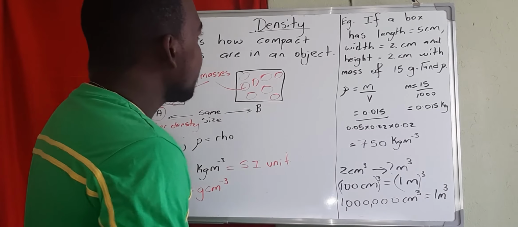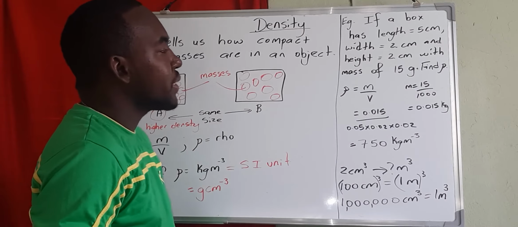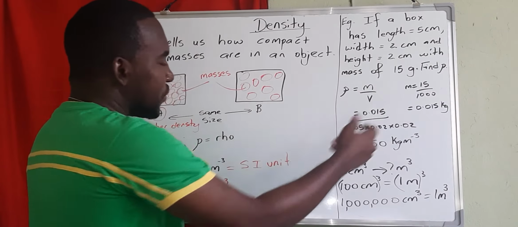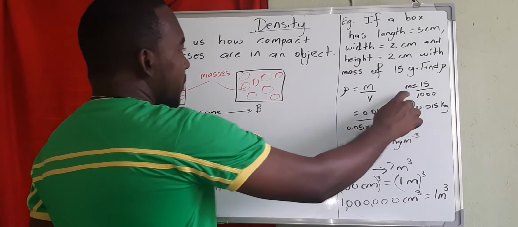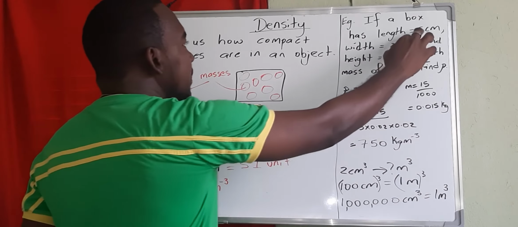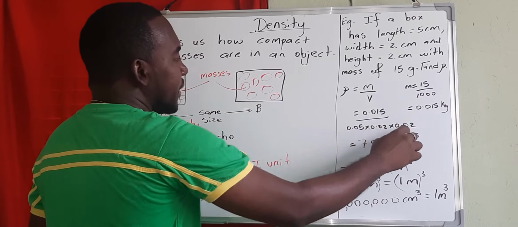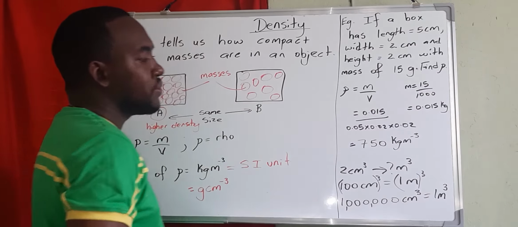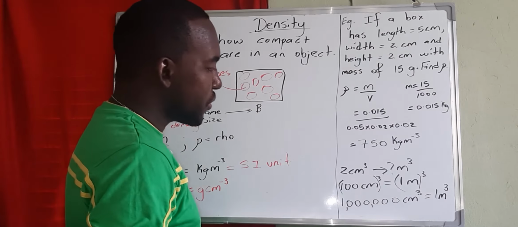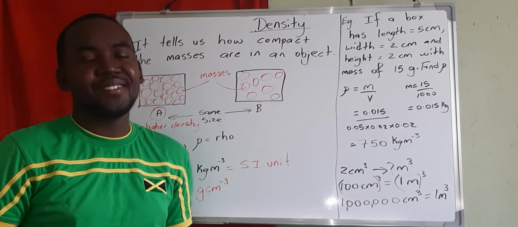Now if we look at this example, a box has a length 5, width 2, and height 2 centimeters, with a mass of 15 grams. Find the density. So density is mass over volume, so we'll write back the equation. Now our mass, we're going to change it to kilograms, so we divide by 1,000, and then for our volume, we change each quantity to meters, which is to divide each by 100, and we get those numbers, divide, and we get 750 kilograms per cubic meter. So density is one of the easiest topics in physics.